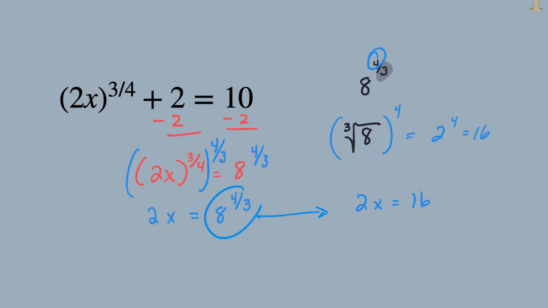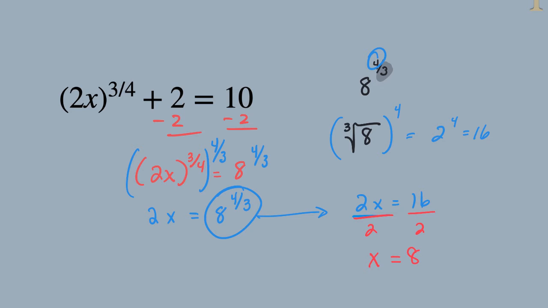You could get out a calculator to evaluate that 8 to the 4/3, and if it comes out nice, as in this case where it came out to be 16, it'll tell you that. Last step, let's divide by 2. And there we go. X is just 8.